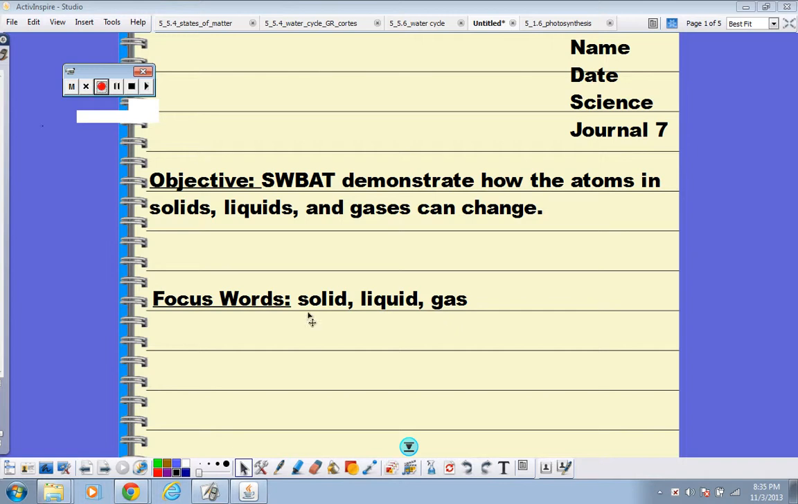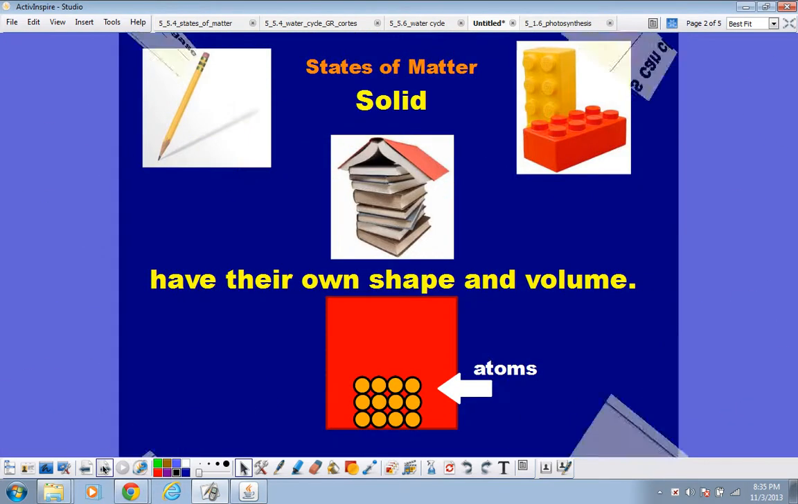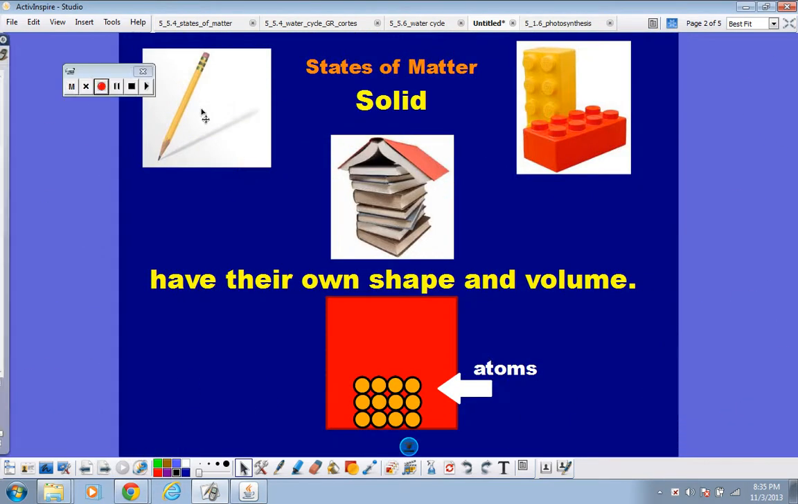Okay, so we are learning about solid, liquid, and gas today. So let's talk about what those words mean. Solids are things that have their own shape and their own volume. That means they don't change size. So things that are solids are a pencil, books, Legos, and things that are like those. So they're usually hard and they don't change shape.